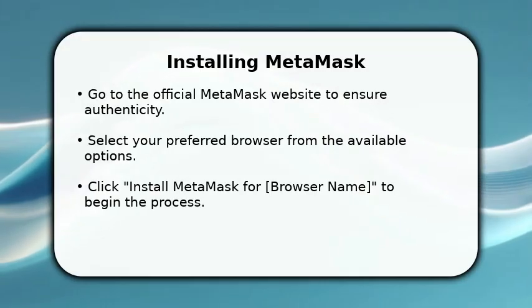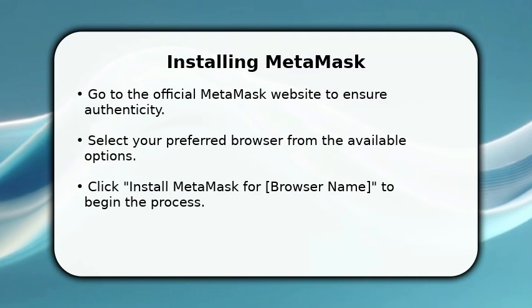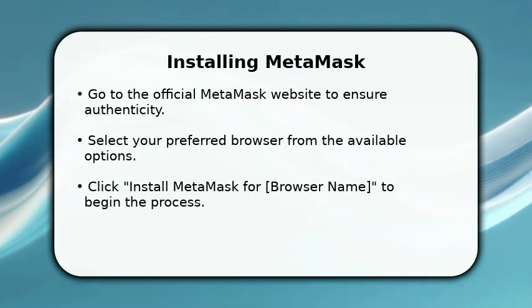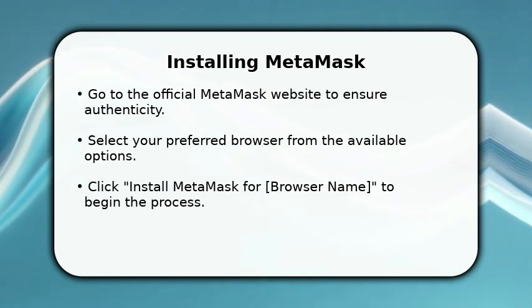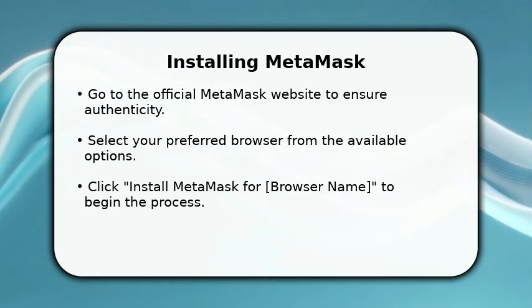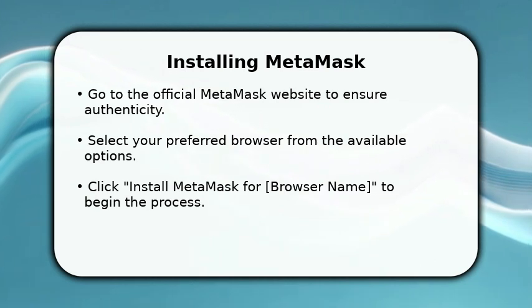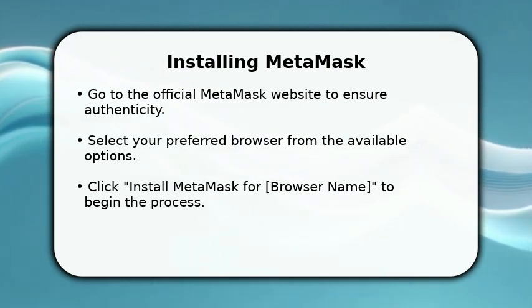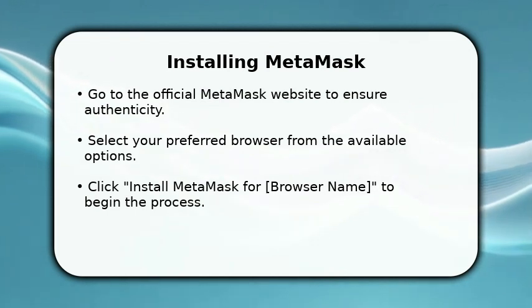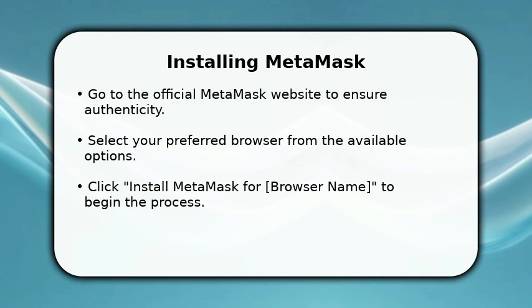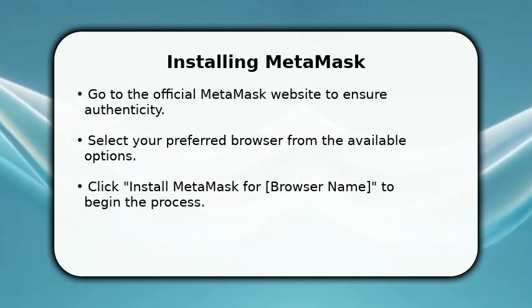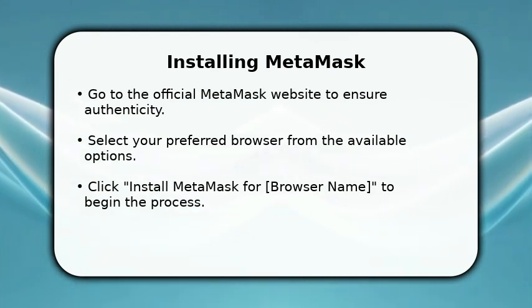In this video, I will show you how to get the MetaMask extension. First, navigate to the official MetaMask website to ensure you're downloading the legitimate extension. This is crucial for your security. Once there, you'll see options for various browsers like Chrome, Firefox, Brave, and Edge. Choose your browser and click the Install MetaMask button. Your browser will then ask for confirmation to add the extension. Simply click Add Extension to proceed.